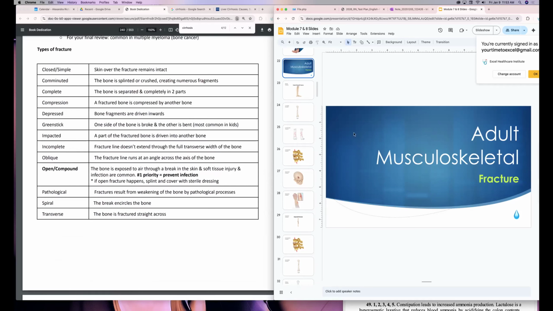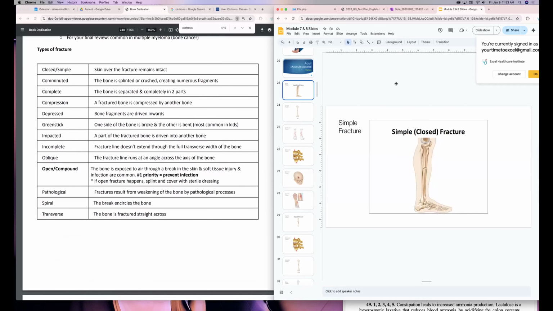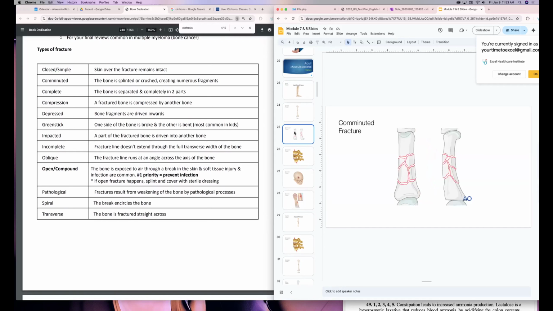So different types of fractures. First up, we have a simple or closed fracture. This is where the bone is broken, but the skin is intact. The skin over the fracture is intact. This is a simple or closed fracture. Next up, we have a comminuted fracture. A comminuted fracture is where the bone is crushed up into numerous fragments, many little pieces.